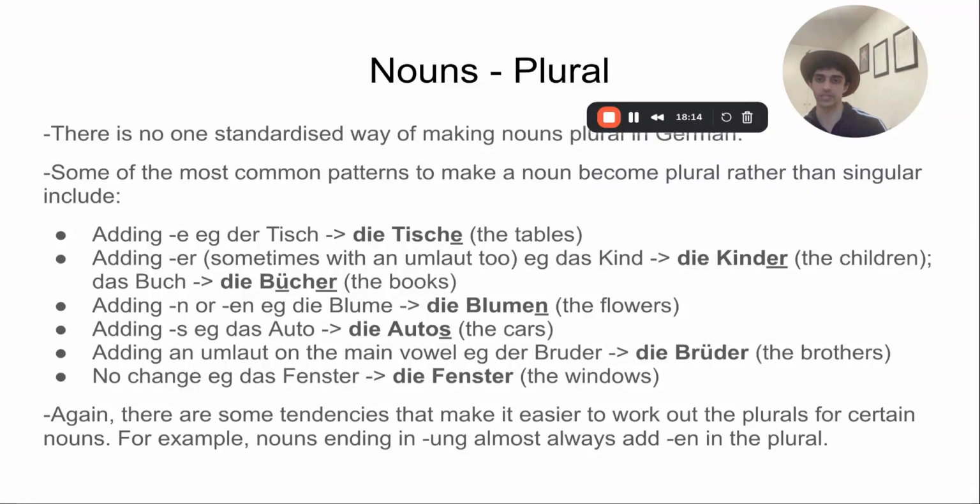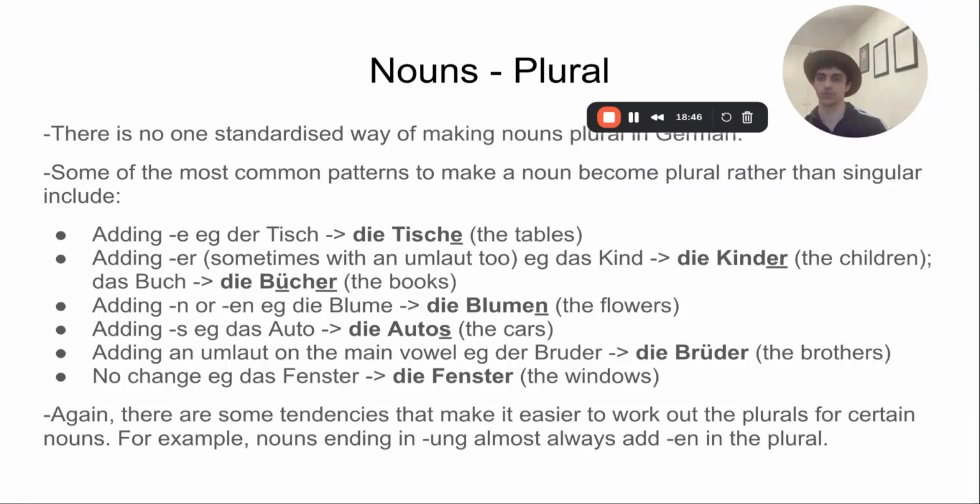But these are the most common ways to form plurals in German. Adding an E at the end, so adding the letter E at the end of the noun. For example, der Tisch, the table, becomes die Tische, the tables. Adding the letters ER instead. For example, das Kind, the child, becomes die Kinder, the children. Sometimes you can also add ER and add an umlaut onto the final vowel of the noun as well. So das Buch, the book, becomes die Bücher, the books.